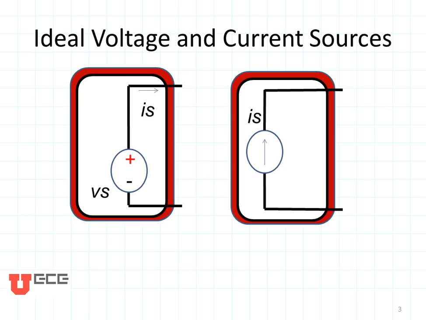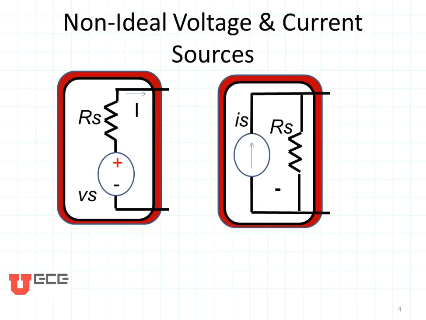An ideal voltage and current source has no resistance. The voltage source just produces voltage, the current source just produces current. But a more realistic, non-ideal voltage source and current source has resistance. A voltage source has a resistor in series, and a current source has resistance in parallel, called the shunt resistance.